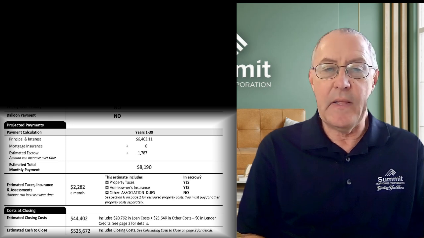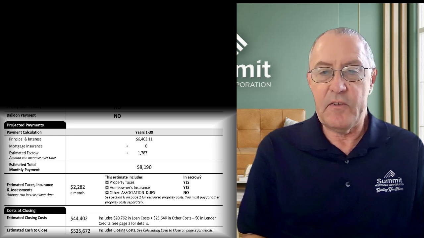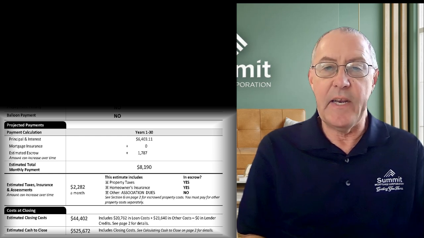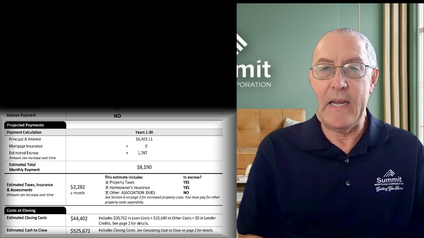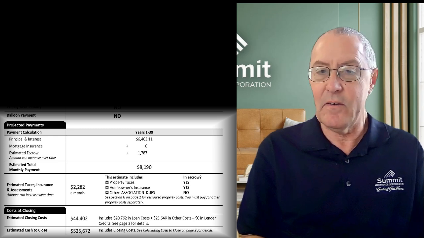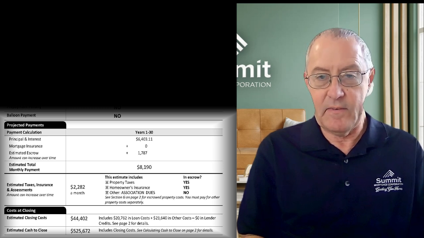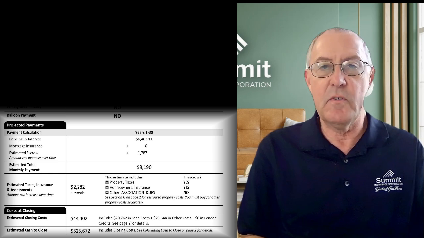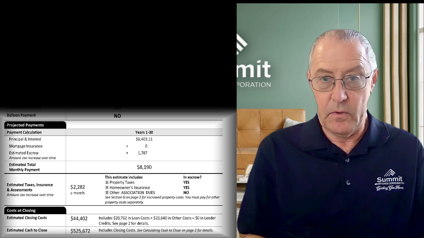Now, below that, and this is where people get confused, it's going to say estimated taxes, insurance, and assessments, right? Those numbers might not add up in terms of adding principal and interest plus the estimated taxes, insurance, and assessments. That may be bigger than what the estimated monthly payment shows. Well, you need to look to the right side there, where it says this estimate includes property taxes, homeowners insurance, homeowners association dues. It's very important to look at that column that says in escrow: yes, yes, no, right?